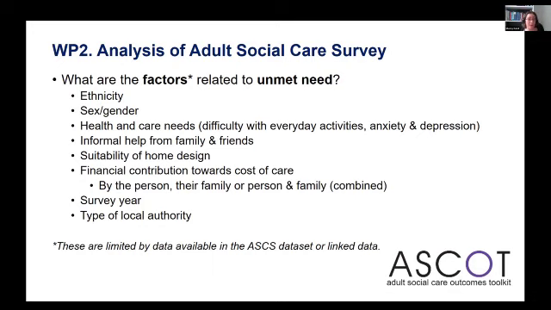But things that we were able to look at are personal characteristics, so sex or gender, ethnicity, health and care needs, whether someone's getting help from family and friends, suitability of home design, whether someone's making a contribution towards the cost of care, the year of the survey, and rather than individual local authority, we looked at them by region, to give some indication of regional differences.